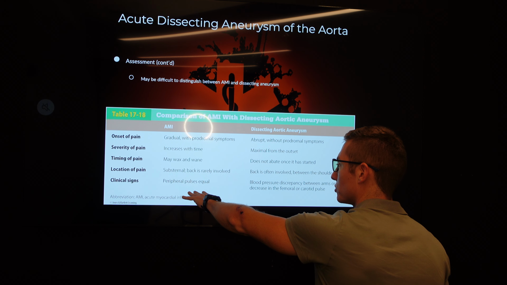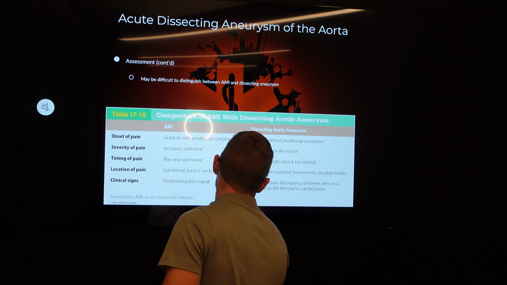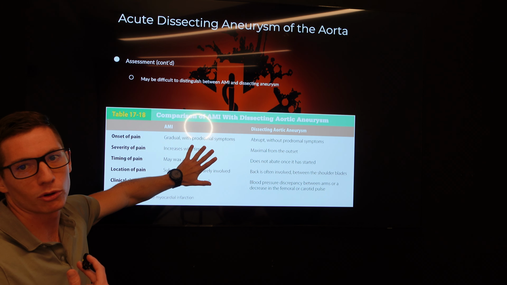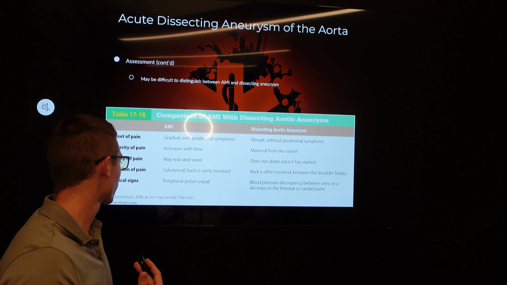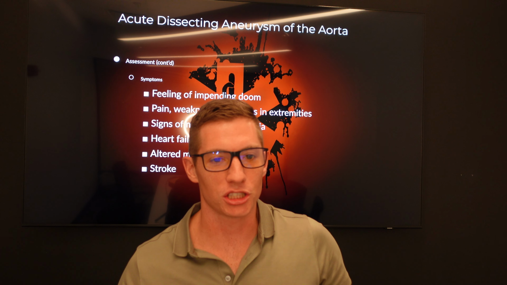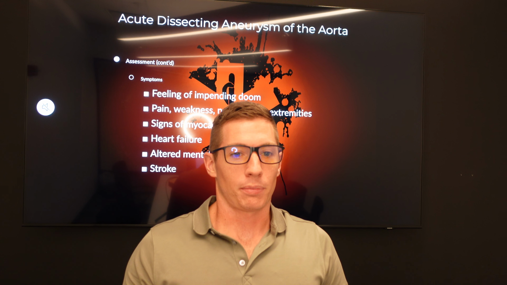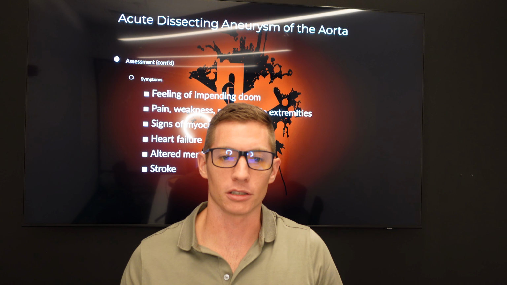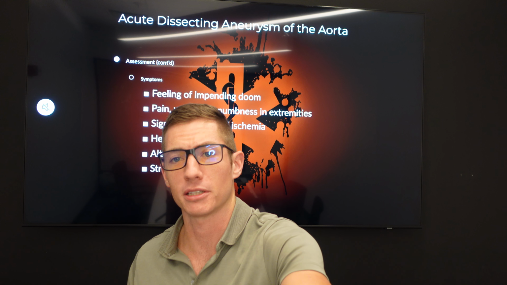Clinical signs: peripheral pulses are unequal, there is a blood pressure discrepancy between the arms, and a decrease in the femoral or carotid pulse. This is a peaceful heart attack compared to a dissecting aortic aneurysm. You may not live. Symptoms include anxiousness and a feeling of impending doom. This is still ADA. Pain, weakness, numbness, and tingling of the extremities. Signs include myocardial ischemia, heart failure, altered mental status, stroke, paraplegia, cardiac arrest, sudden death, and syncope.